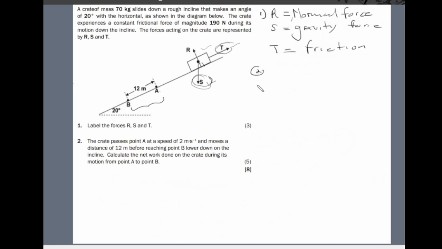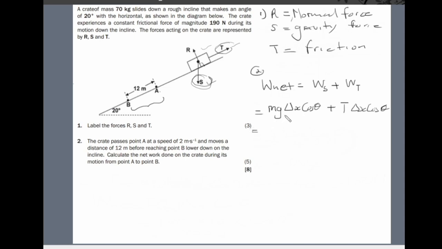So we will say W net is equal to the work done by the force of gravity, which is S, plus the work done by the force of friction, which is T. The work done by the force of gravity is the force of gravity, which is mg, times the displacement times cos of an angle theta, plus the work done by the force of friction, which is T, times the displacement times cos of an angle theta.